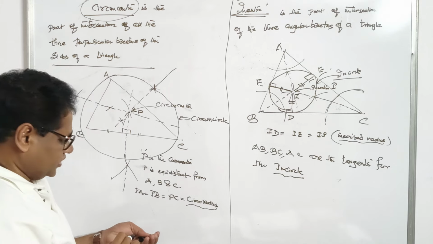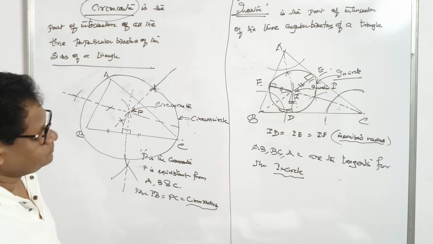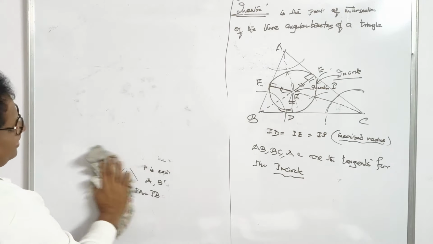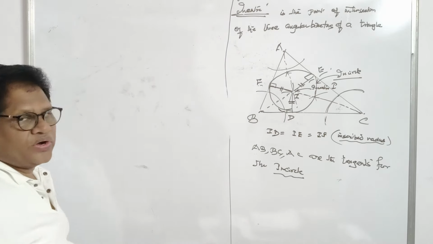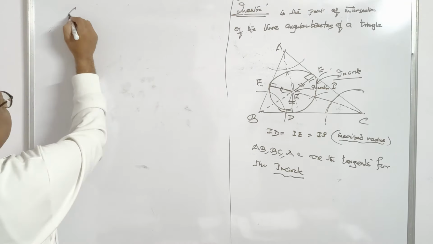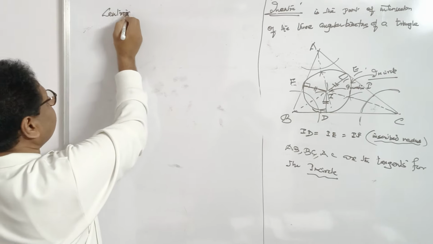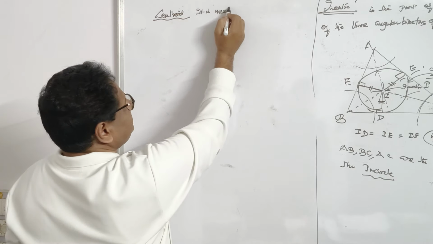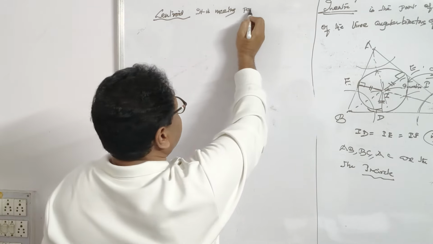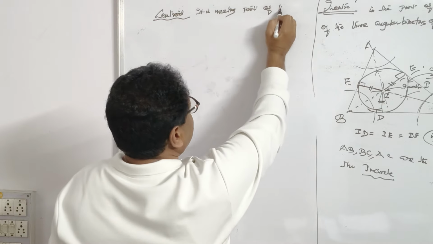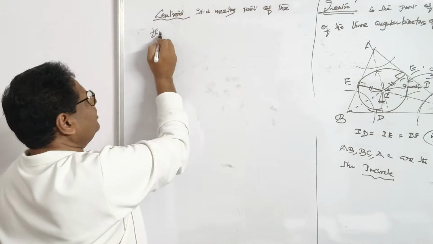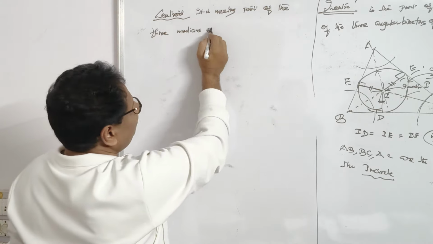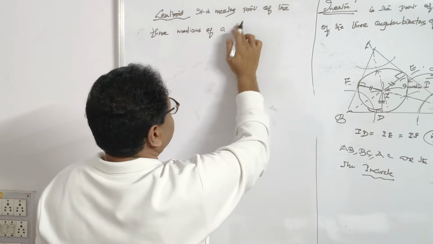Okay. Now let us take the third type of center, that is centroid. In physics you might have done about center of gravity, so that is called the centroid. So let's discuss the third point, centroid. This is the meeting point of the three medians of a triangle.